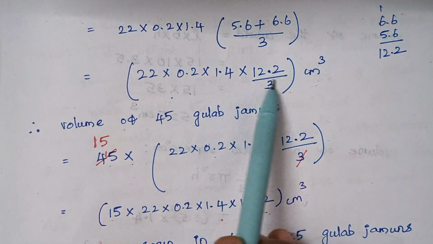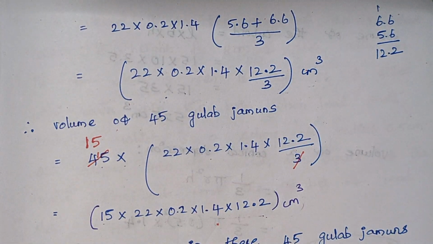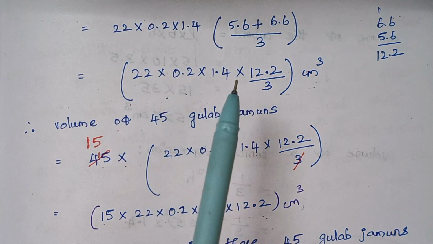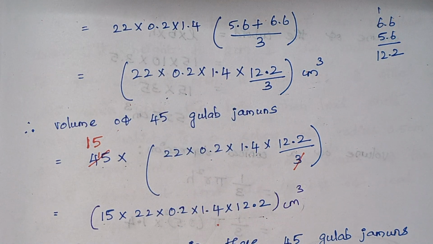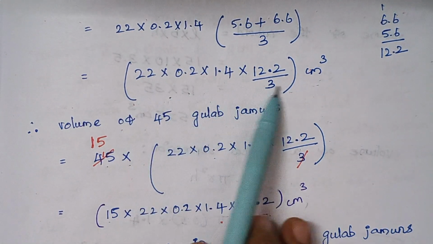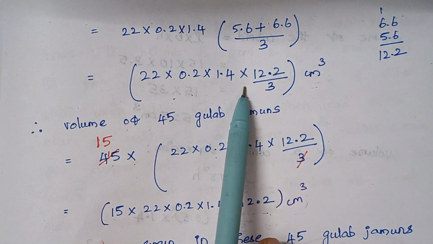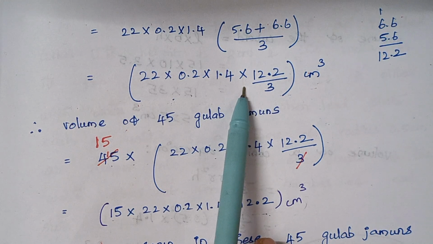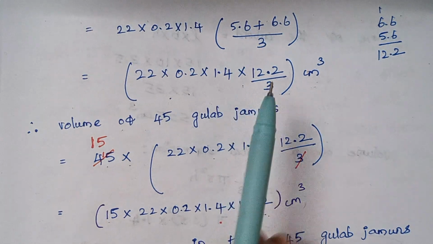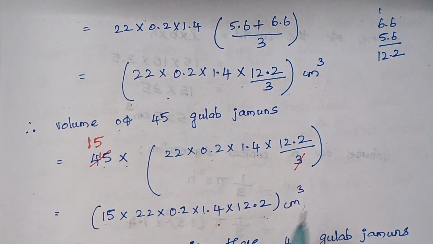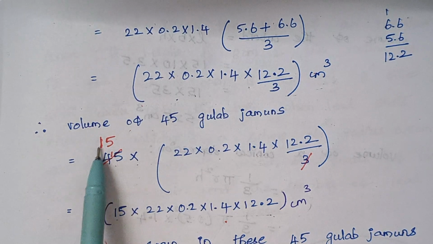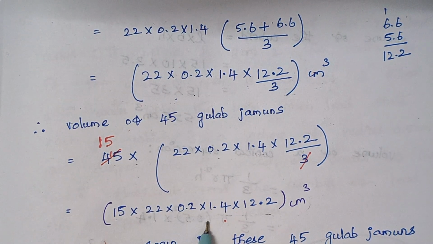So this is the volume of one gulab jamun, right? Anyway, don't simplify and reduce it to a single number, because we are going to find the volume of 45 gulab jamuns. If there is any term which can easily cancel, then it will make our calculation simpler. So just don't reduce it, let it be this. Now the volume of 45 gulab jamuns. This is the volume of one gulab jamun, so how to find the volume of 45? You have to multiply by 45, right? So 45 times this term. Again you see 3 and 45 cancel by 15 times.